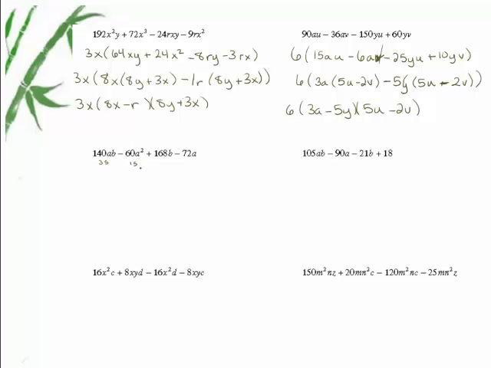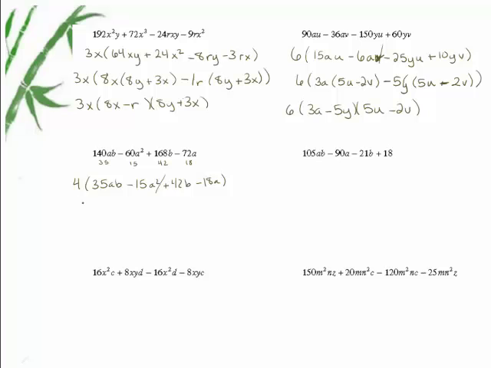15, 42, and 18. None of these will divide by all of the same thing, so I know I can pull out a 4. So I get 35ab minus 15a squared plus 42b minus 18a.